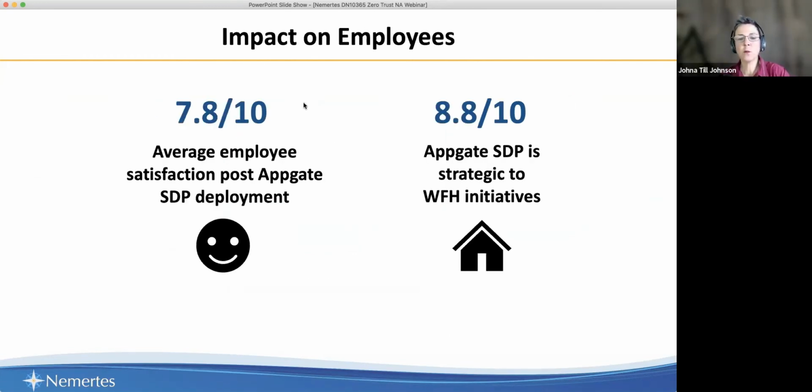One of the things that we talked about is how it makes system administrators' lives easier and reduces the time required to do all sorts of things. But one of the cool things that we all were very impressed with was the impact on employees. Now, what's interesting is we're giving you the 7.8 out of 10 that was the average employee satisfaction post Appgate. So your immediate question is, gosh, what was it before Appgate? And the short answer is, it wasn't measured because most of the time employees were really unhappy with the current solutions they had for the problems.